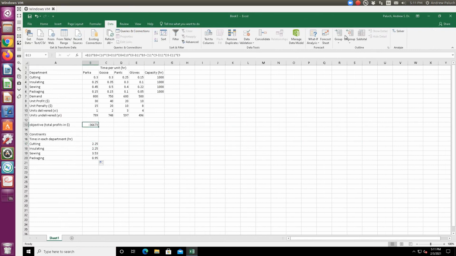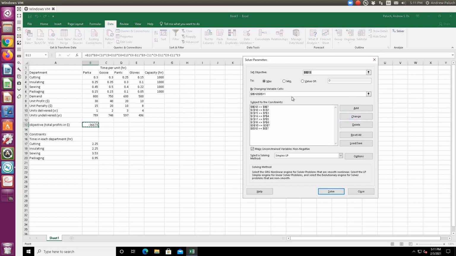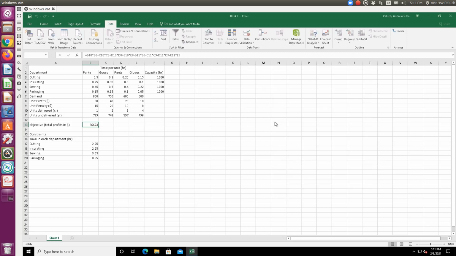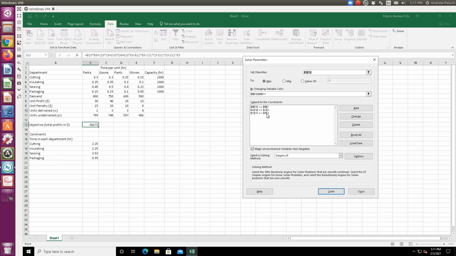All right, so under data, I'll go to Solver. And actually let me delete all these. I must not have properly exited out of my sheet from last time.